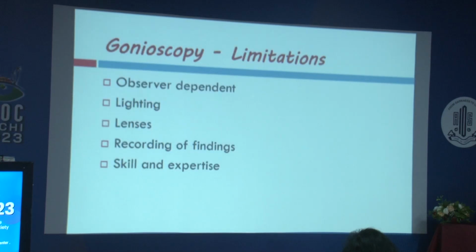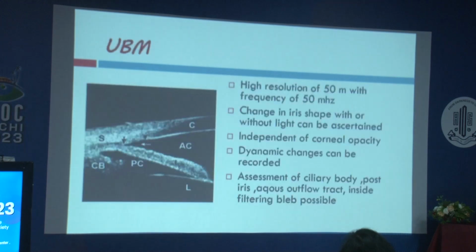But gonioscopy has many limitations, like being observer dependent, lighting, 2-3 types of lenses. Documentation is a very big limitation, as are skill and expertise. These limitations will be overcome by UBM. It gives a high resolution of 50 micron, it is independent of corneal opacity, and dynamic changes can be recorded.